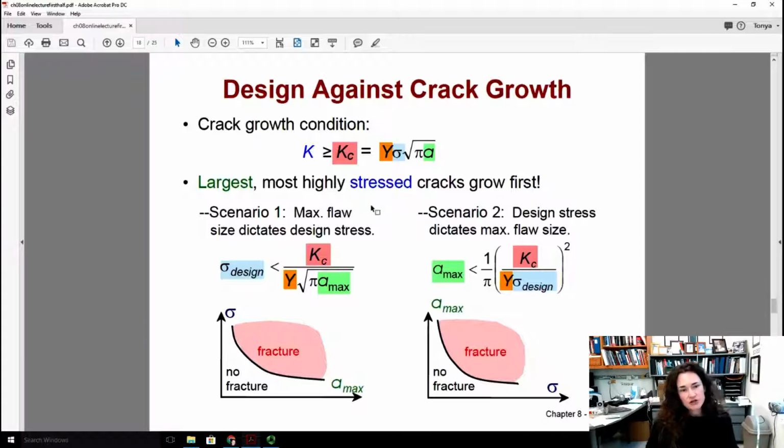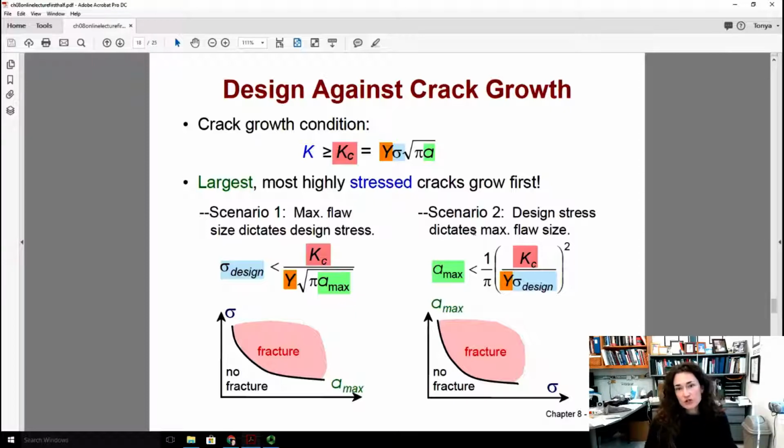First of all, you really can't avoid these flaws that are going to occur inside a part. And due to the way that you're forced to process the part, you can expect flaws that have a certain size. If you have flaws of a known certain size, then basically you have to tell your user, look, don't exceed the design stress for this part, or you will have failure. And you can tell the user what that is using this equation.